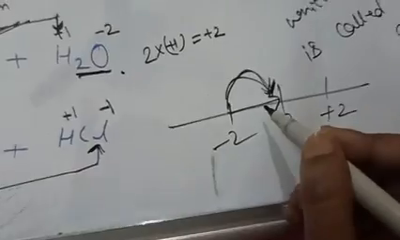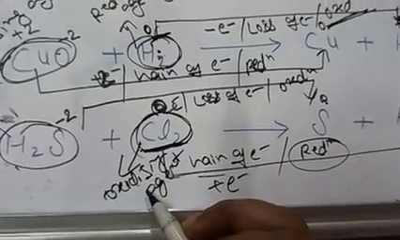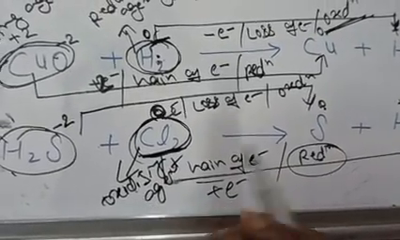And when it is 0 to -1, it means the oxidation number is decreasing. 0 to -1 is in decreasing order. So here it is the decrease of the oxidation number. So here it is the reduction, and reduction means it behaves as the oxidizing agent.